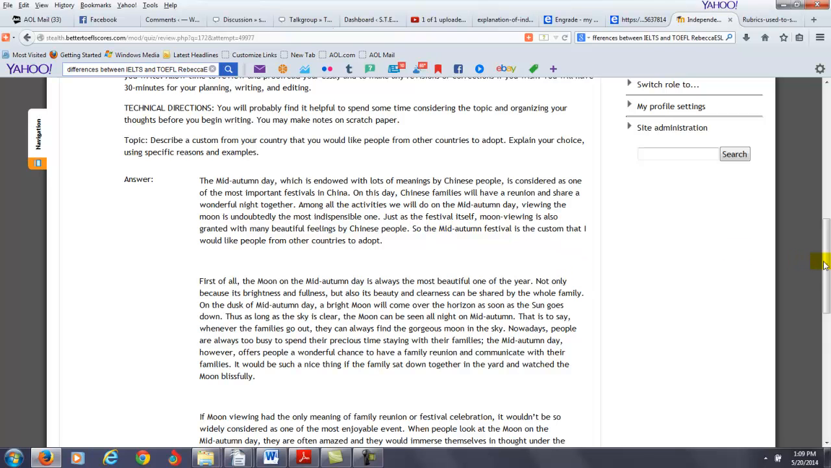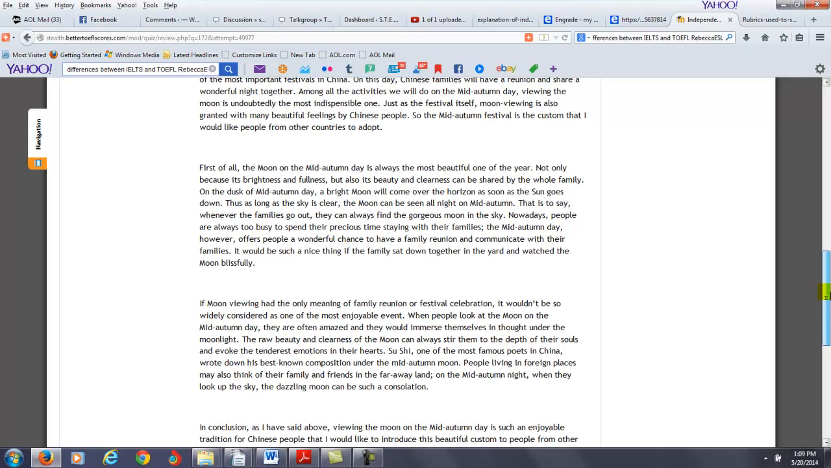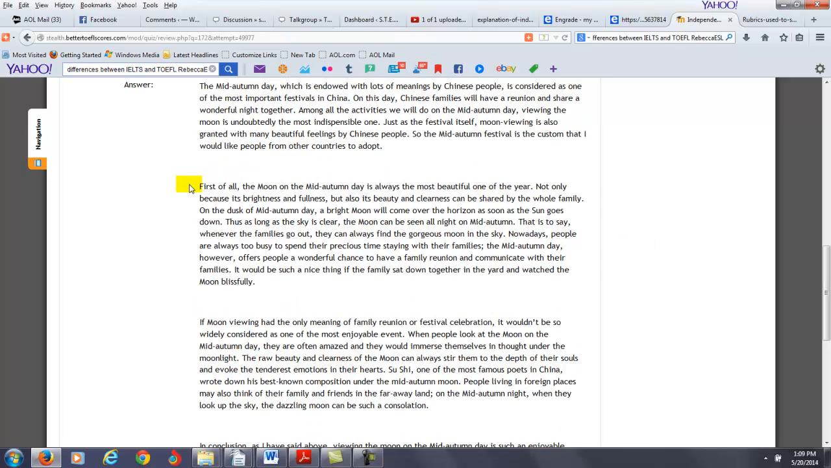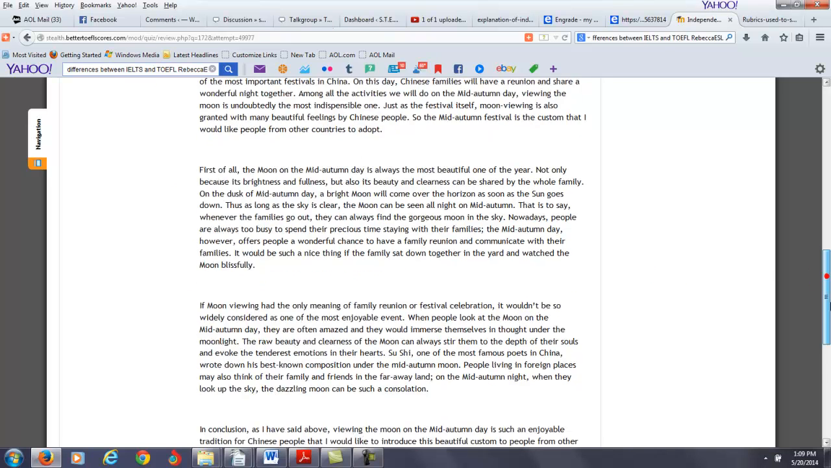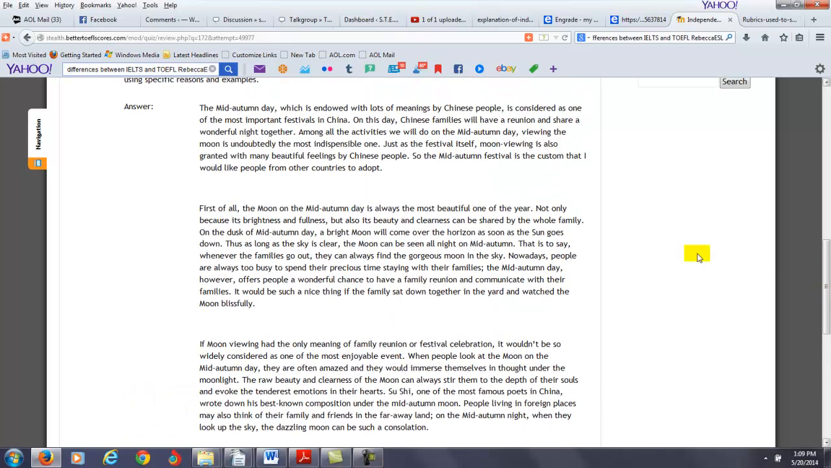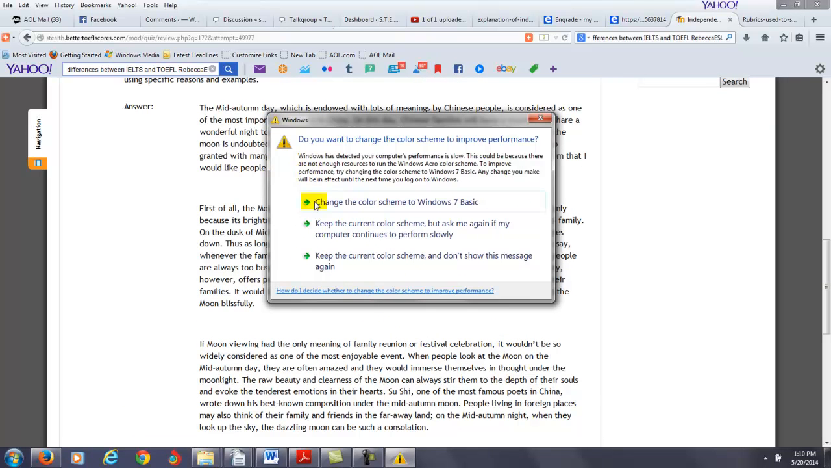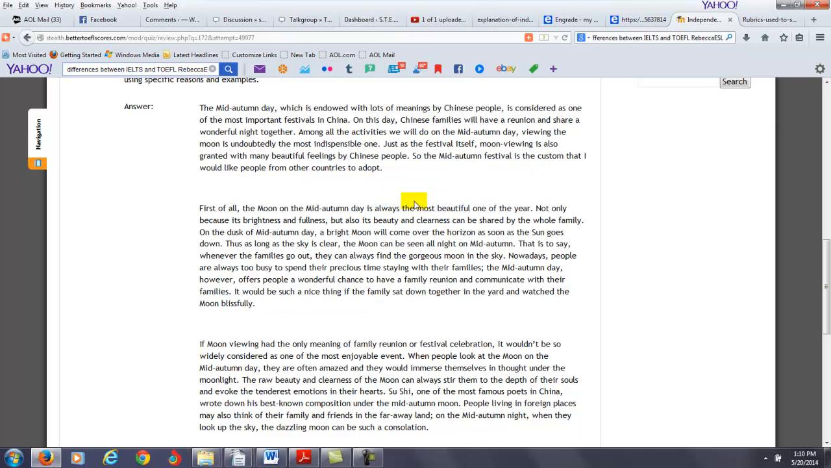Now, your second paragraph, you have first of all. Now, if you use first of all, that will probably force this next paragraph to say second of all. And then you have in conclusion, which is at the end, right? So you say the moon in the mid-autumn day is always the most beautiful one of the year, not only because of its brightness and fullness, but because its beauty and clearness can be shared by the whole family, right?